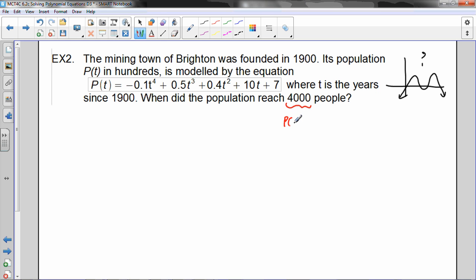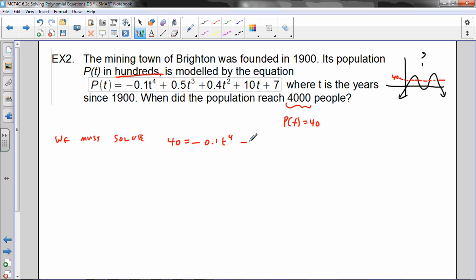4,000 is when P(t) is 40, because it's already in hundreds, right? So that's when P(t) is 40. So the question is, when is this graph equal to 40? We want to solve this now. How are we going to do that?